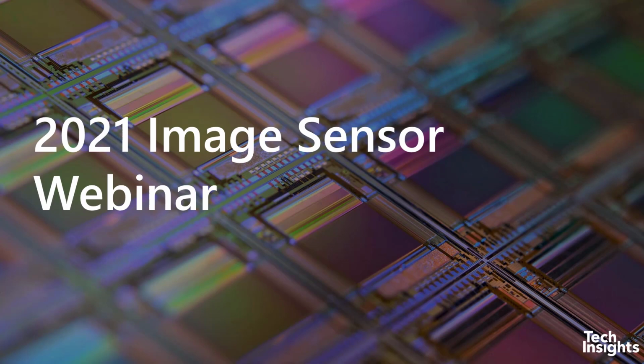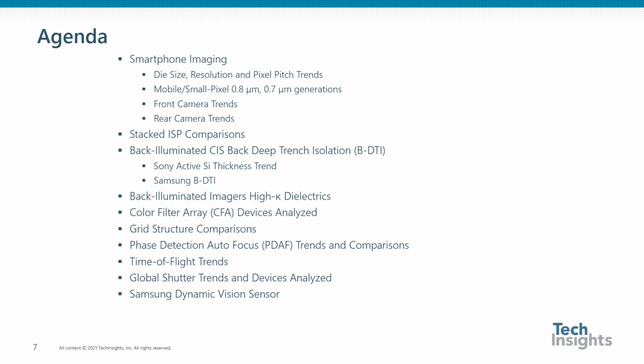Hi, and welcome to TechInsights webinar on image sensors. In today's webinar, we will present a brief overview of trends and analysis on CMOS image sensors. We will start by looking at smartphone imaging trends of die size, resolution, and pixel pitch. We will show comparisons of CIS small pixel generations, and we'll look at sensor utilization trends for rear-facing and front-facing cameras in mobile phones. We will review characteristics of back deep trench isolation with a closer look at DTI trends by Samsung and Sony.